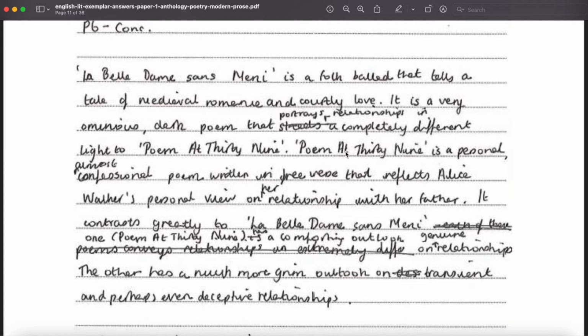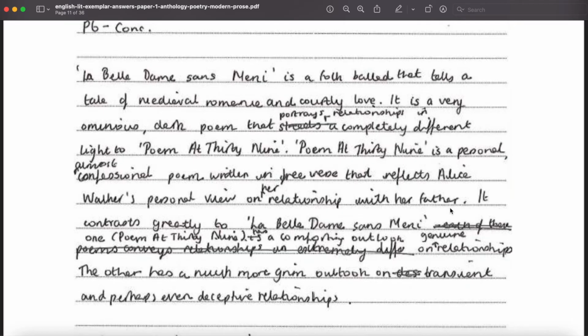Then they expand. How is it different? How is it in a different light to Poem at 39? Because, now they continue, I'm sorry, I keep saying she. Poem at 39 is a personal, almost confessional poem written in free verse that reflects Alice Walker's personal view on her relationship with her father. So already they have compared some aspect of both poems. So this already impresses the examiner that, okay, they're not waffling about or talking about other things or saying that one poem has 6 stanzas or the other has 4. By the way, it's not correct, 6 and 4. I'm just saying a random number.